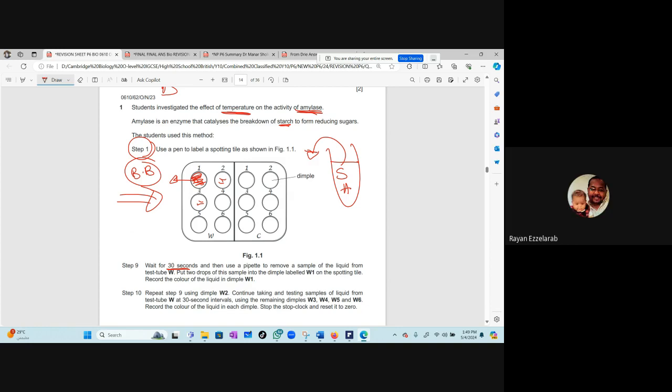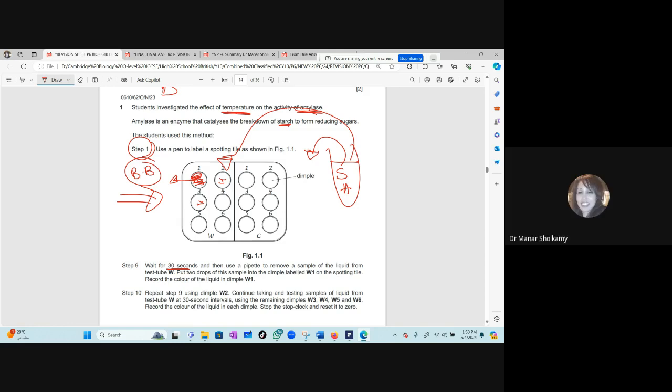Blue-black. Not yet. Not yet. I will wait for another 30 seconds. I will take another drop and I'll put it here. Now, let's say it remained yellow-brown, which is the original color of iodine. The starch was broken down or not yet? Yes, it has been broken down.